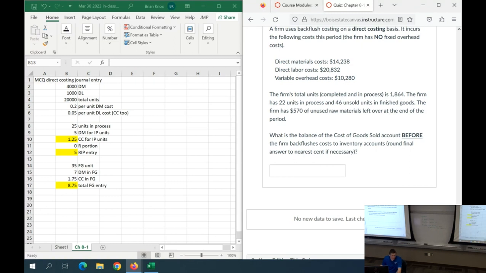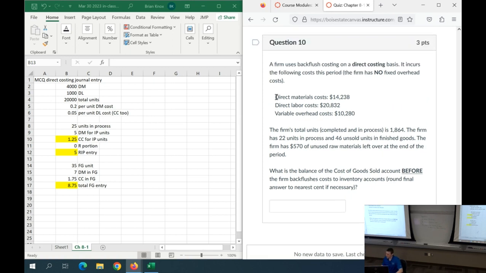Cost of goods sold balance before is just product cost that's been accumulated. Nothing backflushed yet, so you don't have to worry about how much is being backflushed. And this question gives us three different classes of costs that we've incurred. Which of these three are product costs? All three of those. And so the cost of goods sold balance before any backflushing is the sum of these three.